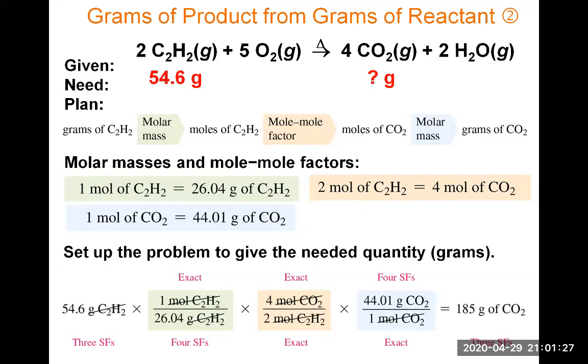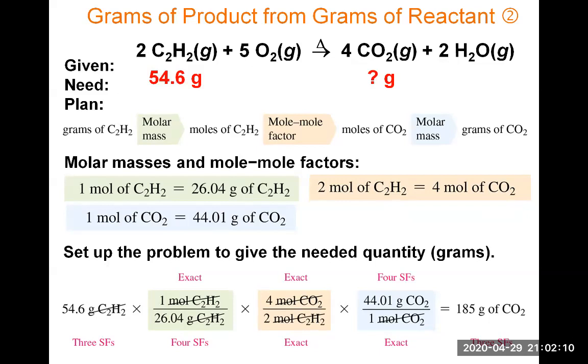Because the second conversion factor has moles of CO2 in the numerator, the next conversion factor should have moles of CO2 in the denominator so that we can cancel the moles of CO2 as a unit. So moles of CO2 will be on the denominator and the 44.01 grams of CO2 on the numerator. And you see that all these units cancel until you're left with just grams of CO2. And that's what we needed to find. So this shows how the setup is correctly written.